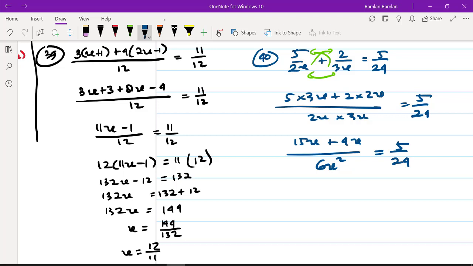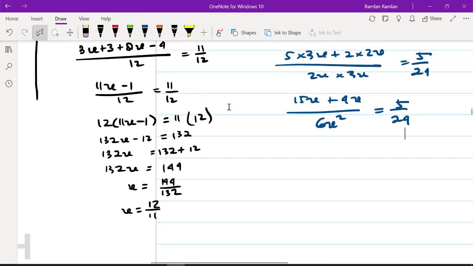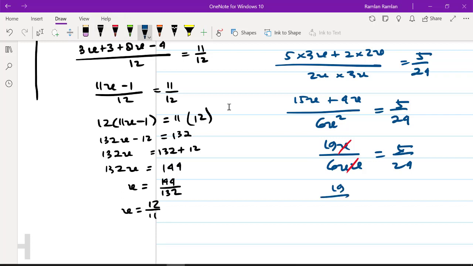Now in here, 15x plus 4x will be 19x over 6x squared equals to 5 over 24. Now, we have x and then x here. If I have x squared, that is actually just x times x, right? So we can actually cancel one of the x. So 19 over 6x equals to 5 over 24.